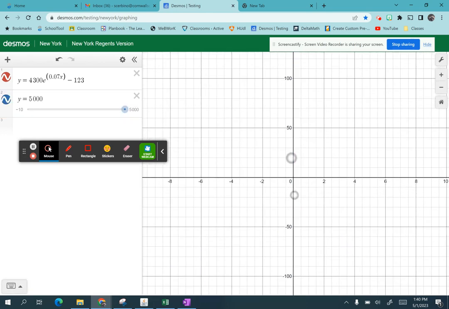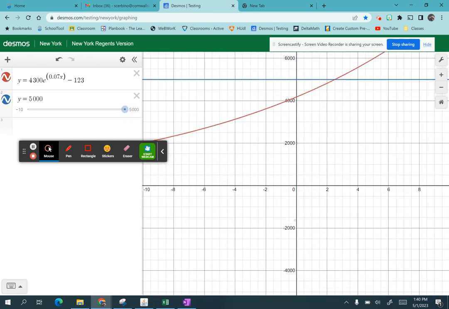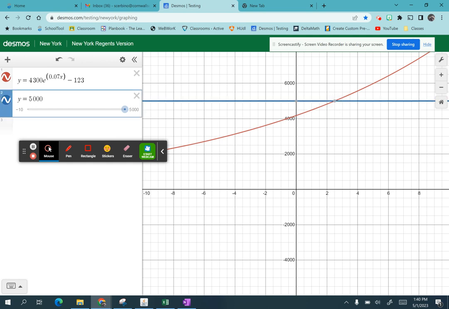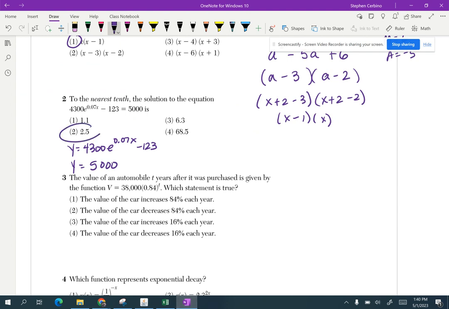So I'm going to adjust my y-axis because 5,000 is a really big number. And I'm going to click where they intersect. And it happens at around 2.5. So my answer is 2.5. Pretty easy first question. Well, second question, sorry. Obviously, like I said, you could do it algebraically, but why?